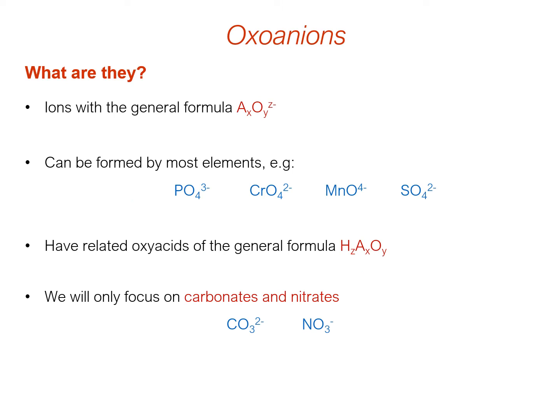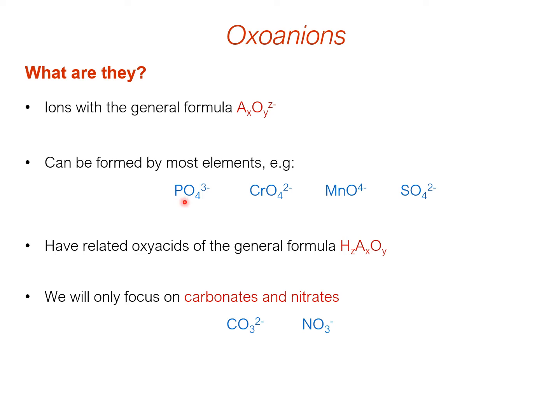So to start, let's look at what an oxoanion actually is. Now these are ions, and they have a general formula of AXOYZ-. And you can get lots of oxoanions. They can be formed by most of the elements, so I've got some examples of commonly found ones here.